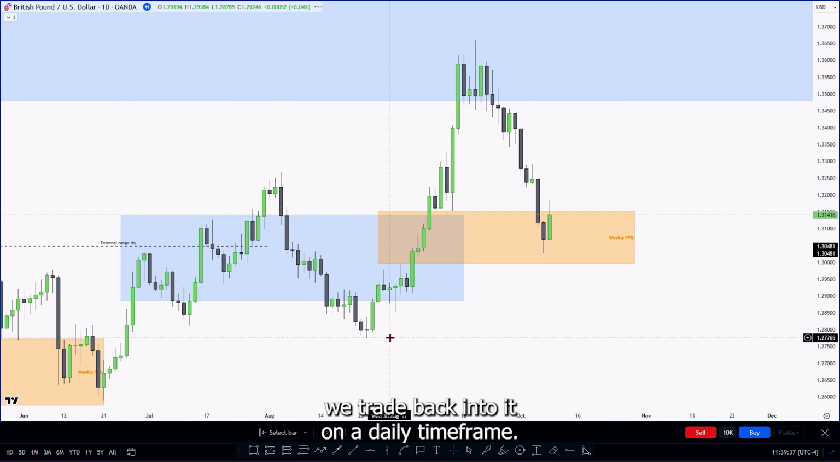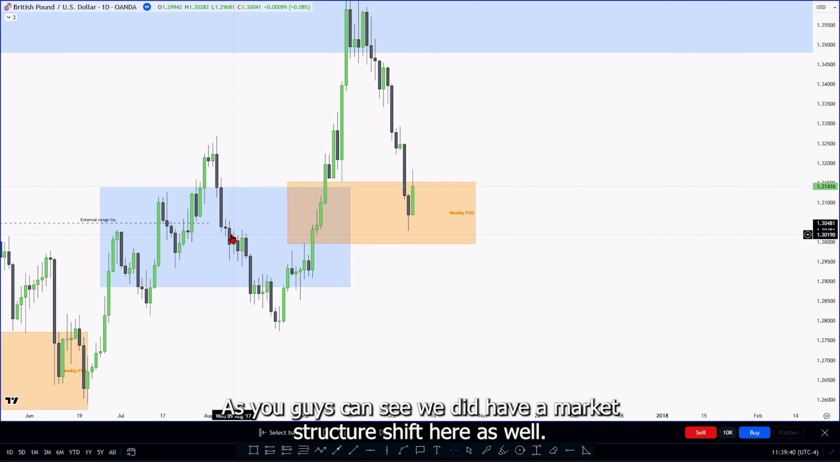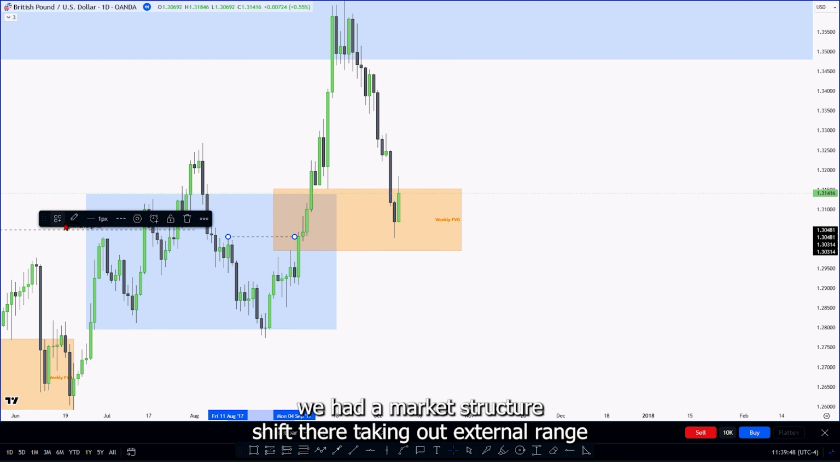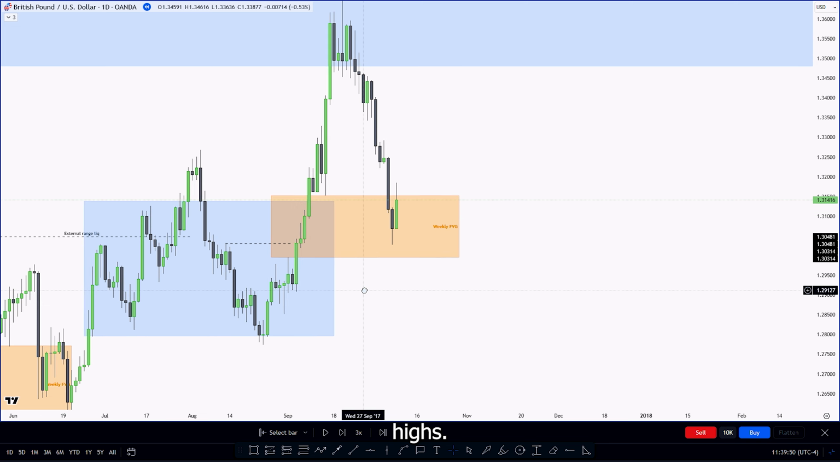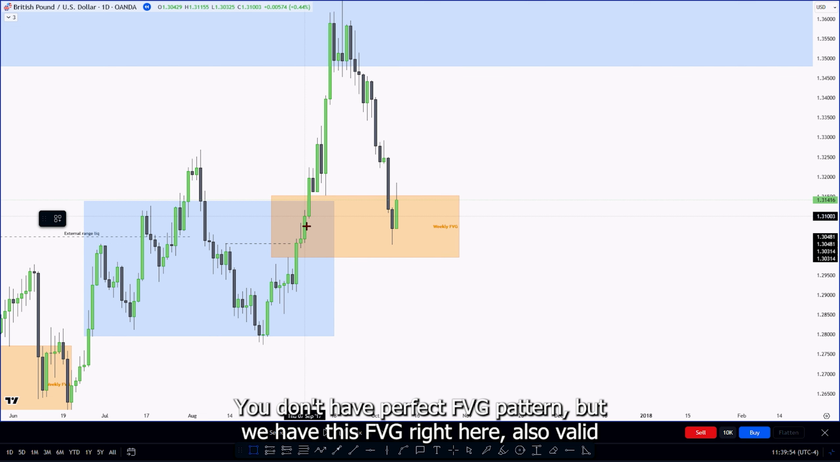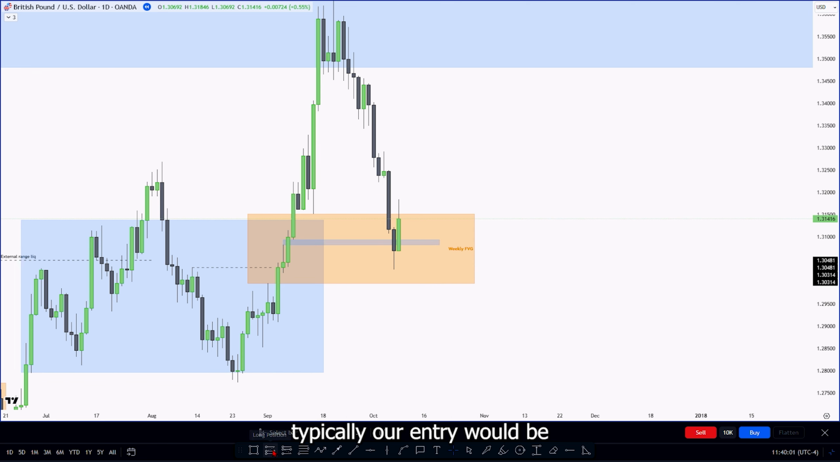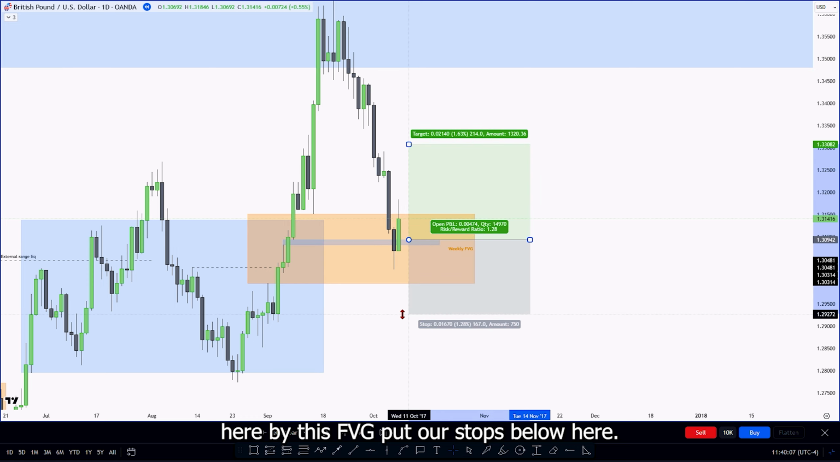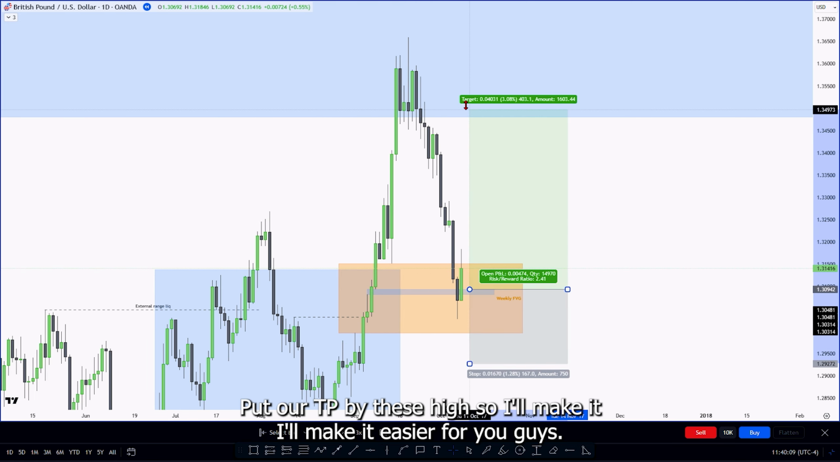Let's go on the daily time frame. As you guys can see, we did have a market structure shift here as well. Just make this more perfect so you guys can see. We had a market structure shift there, taking out external range highs. We don't have a perfect value gap pattern, but we have this fair value gap right here. It's also valid. Typically our entry would be here by this fair value gap. Put our stops below here. Put our TP by these highs.